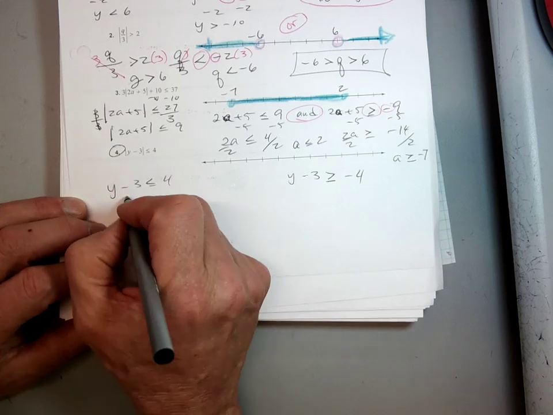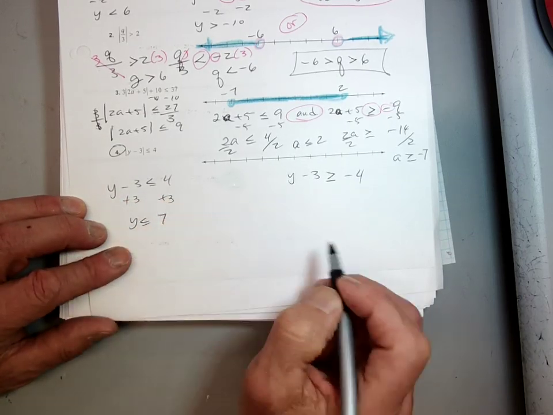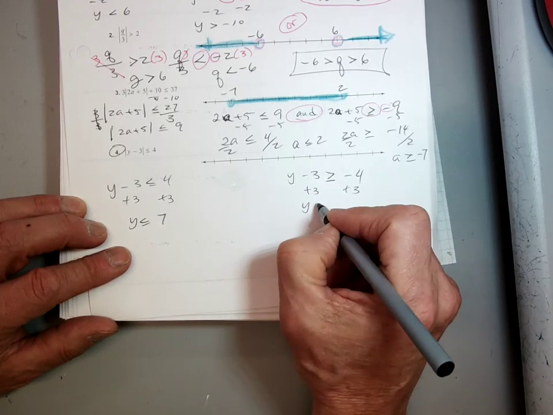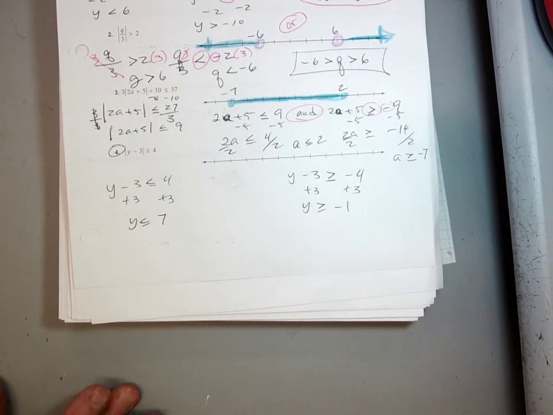Okay. Add 3. y is less than or equal to 7. Here, add 3. y is greater than or equal to -1. Okay, how am I doing? Is that what you got? Good. Hopefully everybody has that answer.